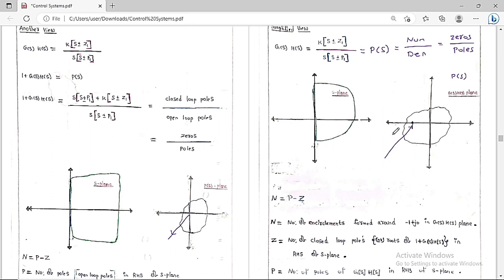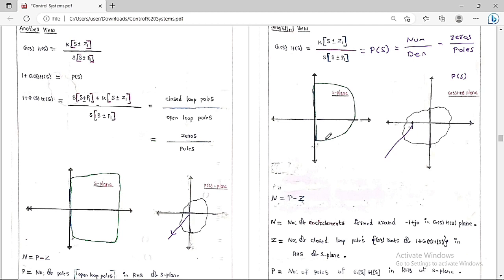So finally I can say N is equal to P minus Z, where P indicates the number of poles of the open loop transfer function which lie in the RHS of the S plane, and Z indicates the number of closed loop poles or the roots of the characteristic equation which lie in the RHS of the S plane, and N indicates the number of encirclements which are formed around the minus 1 plus j0 in the G of S H of S plane. So this formula you always have to keep in your mind.